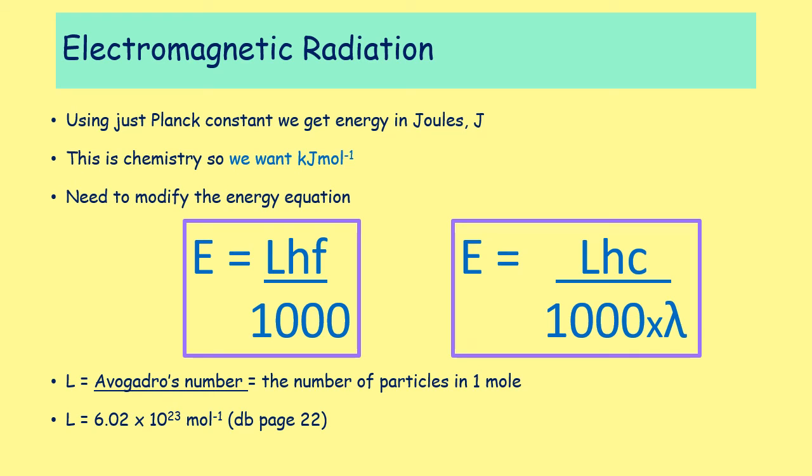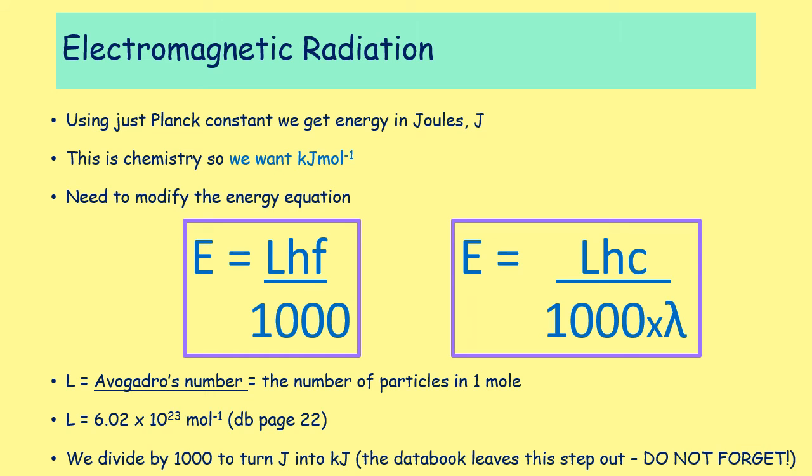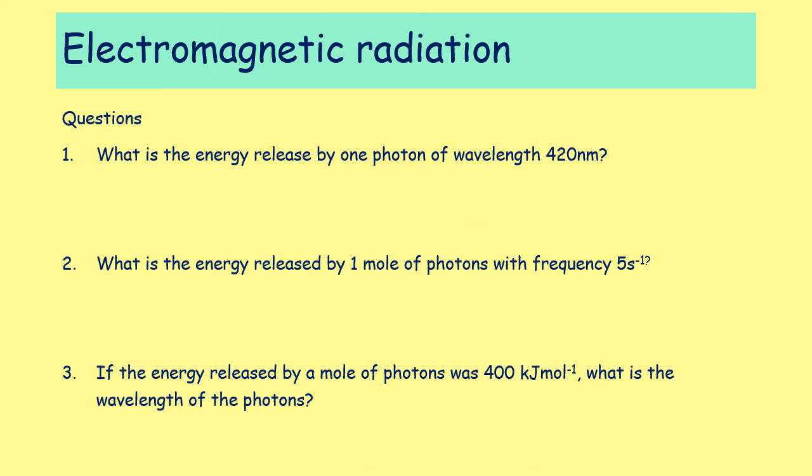Now the data booklet, on the same page that has the speed of light, you'll also find Planck's constant and Avogadro's number, page 22 of the data booklet. So you do not have to remember these numbers. However, if you are able to, it will save you some time during the exam. And as I said, the reason why we divide by 1,000 is to turn joules into kilojoules. The equations for calculating energy given in the data booklet do not have this divide by 1,000 step. So you do have to remember to do that for calculating things in kilojoules.